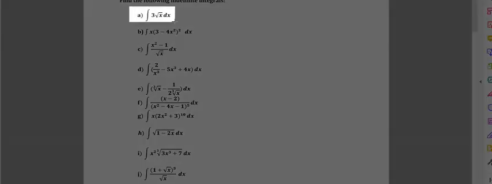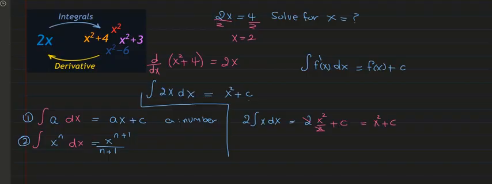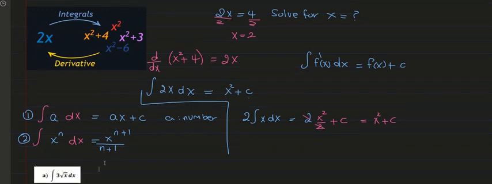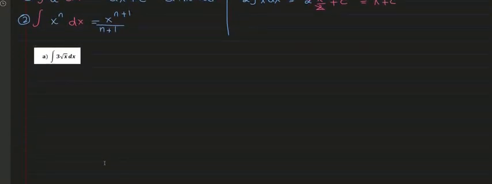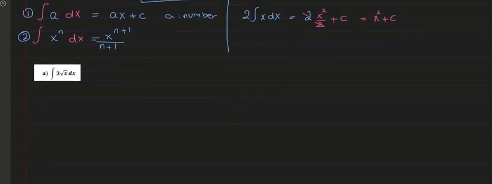And take part A. Solve. Now it's 3 times the square root of x. What can we do with this? We know the equivalent power of the square root, like we did in the differentiation. We have a rule here for the power of x. So we will rewrite that radical as a fraction power.